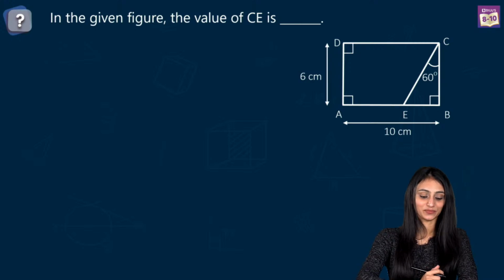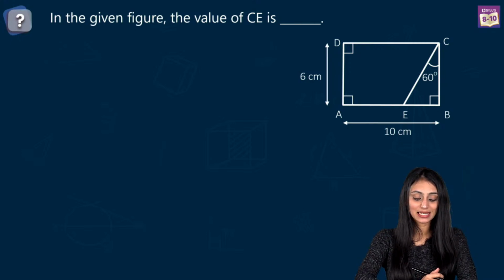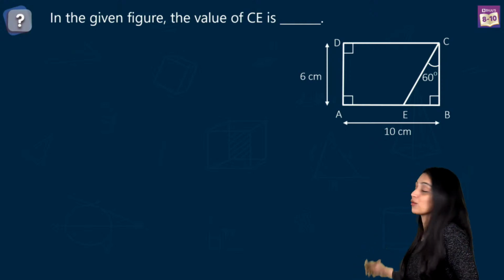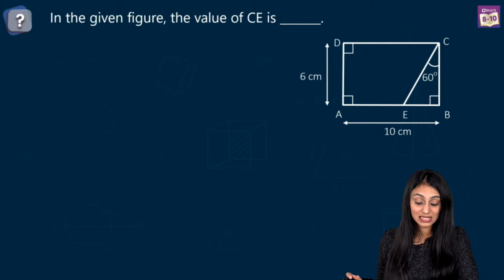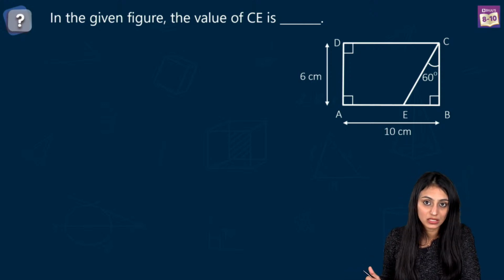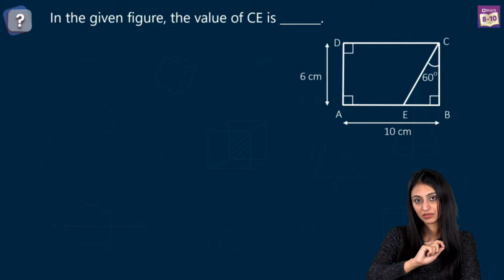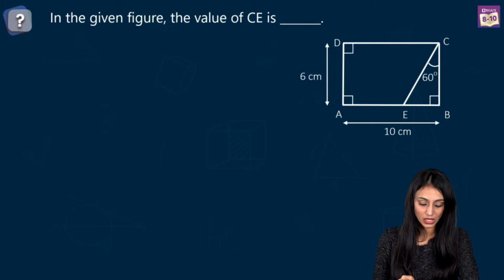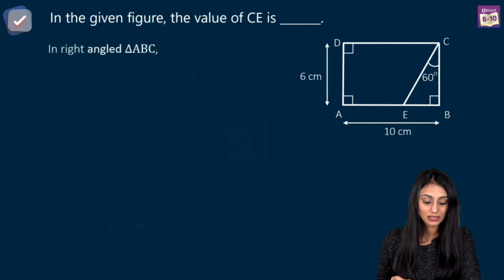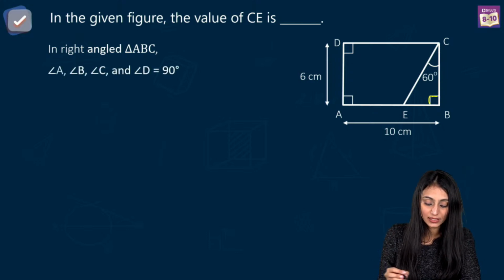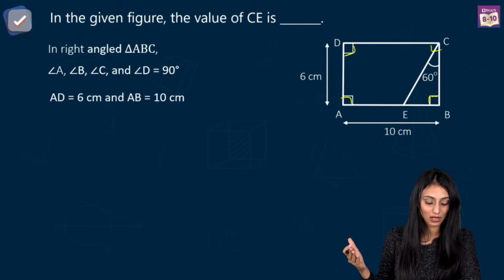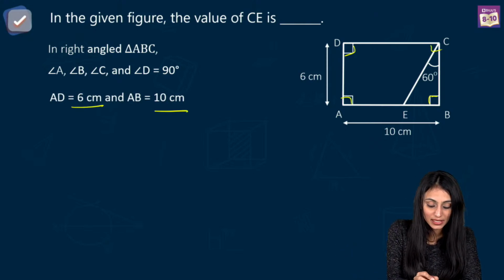Alright. In the given figure, the value of CE is dash, right? You can see the figure over here. Here we can see that AD is 6 centimeter, AB is 10 centimeter, and angle ECB is 60 degree. So what is the value of CE? Just by these two concepts that we have just learned, we can get this value. This is a right angle triangle, and we can see that all these corner angles, A, B, C and D, are all 90 degrees. AD is 6 centimeter and AB is 10 centimeter.